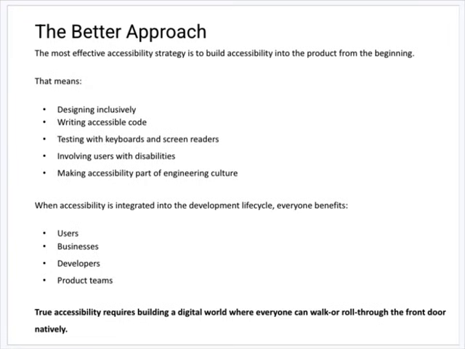So, what can be a better approach? The most effective accessibility strategy is to build accessibility into the product from the beginning, which means designing inclusively, writing accessible code, testing with keyboard and screen readers, involving users with disabilities, and making accessibility part of engineering culture. When accessibility is integrated into the development lifecycle, everyone benefits: users, businesses, developers, and product teams. True accessibility requires building a digital world where everyone can walk or roll through the front door natively.